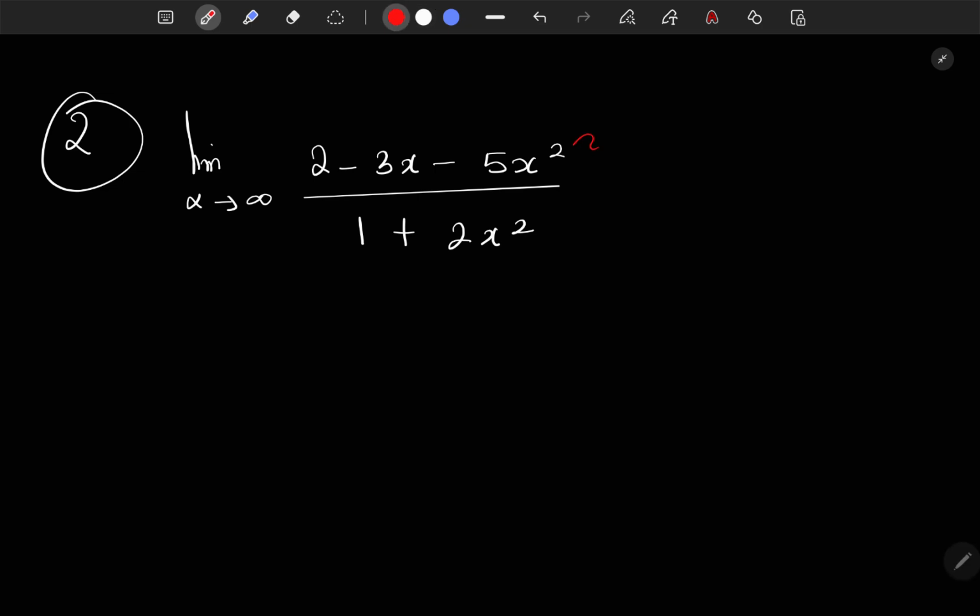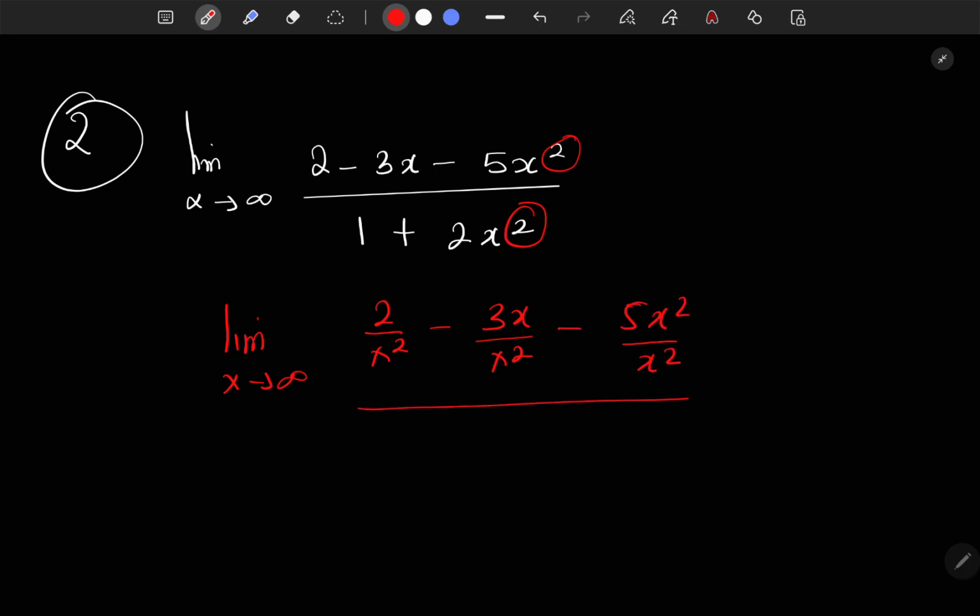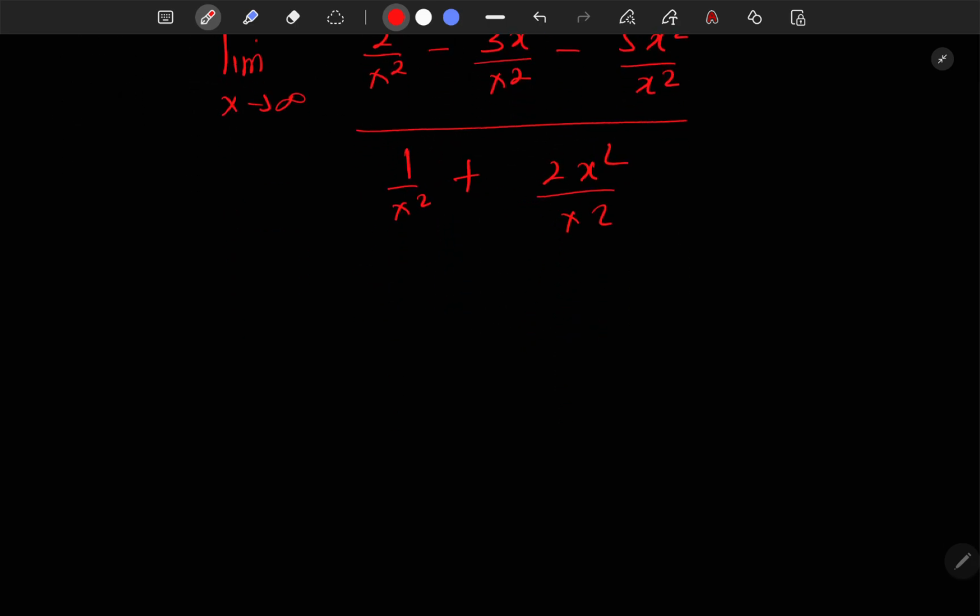If you see that we have a common degree in the polynomials, you divide by that common highest power. So every term here must be divided by the highest power, meaning we have the limit as x approaches infinity. This becomes 2 over x², minus 3x over x², minus 5x² over x², over 1 over x² plus 2x² over x². This is what we do.